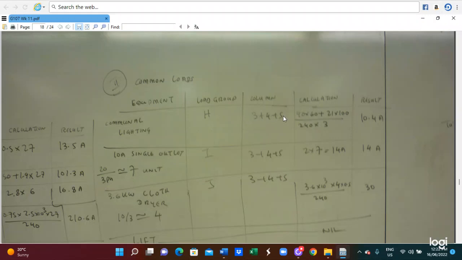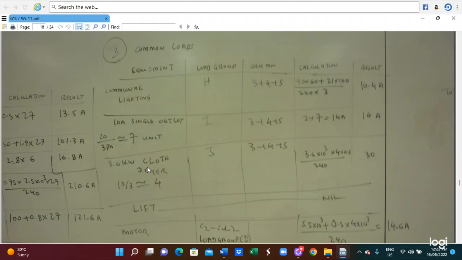So calculation 90 multiplied by 60 plus 21 multiplied by 100 divided by 240 divided by 3, you get 10.4 ampere. 10 ampere single socket outlet. So that will be the average 7 units. So that will be load group 3, 4, 5. So 2 multiplied by 7, you get 40 ampere.